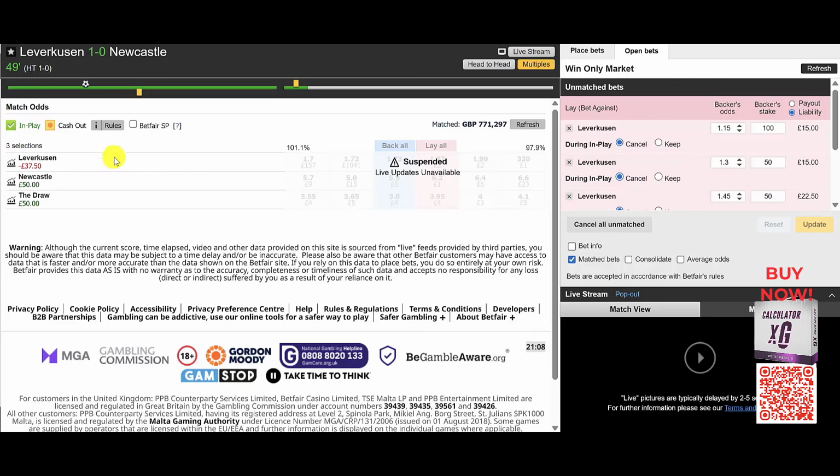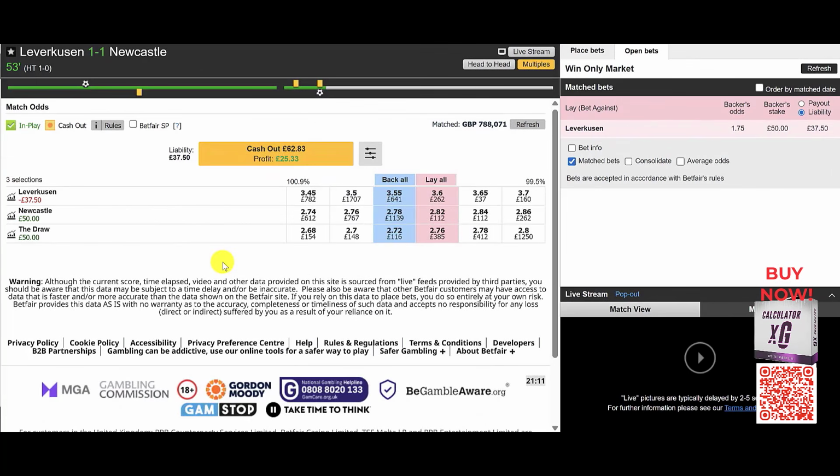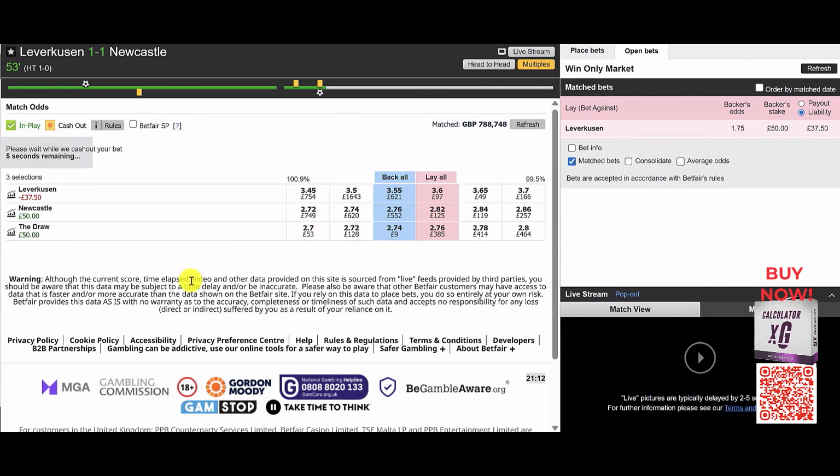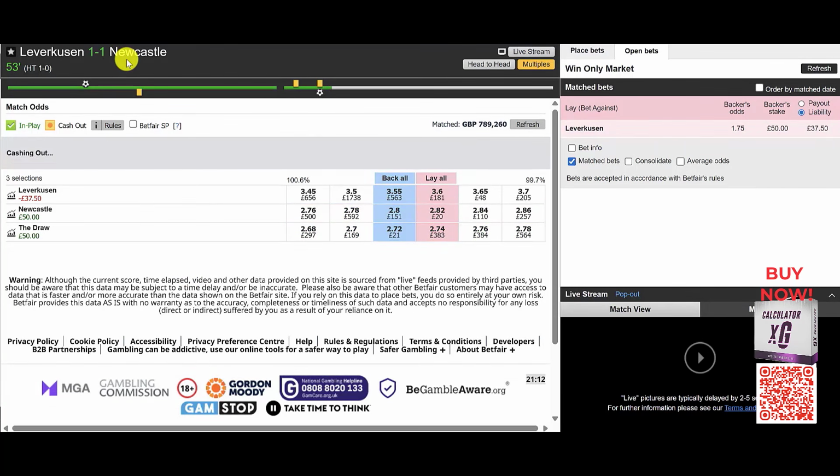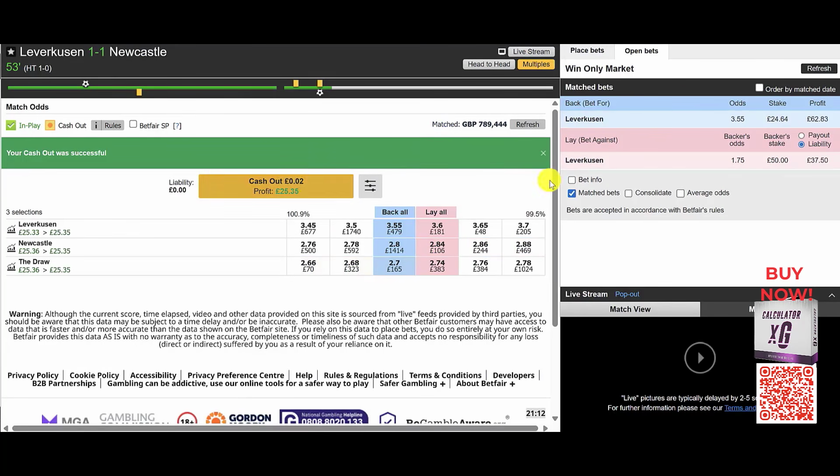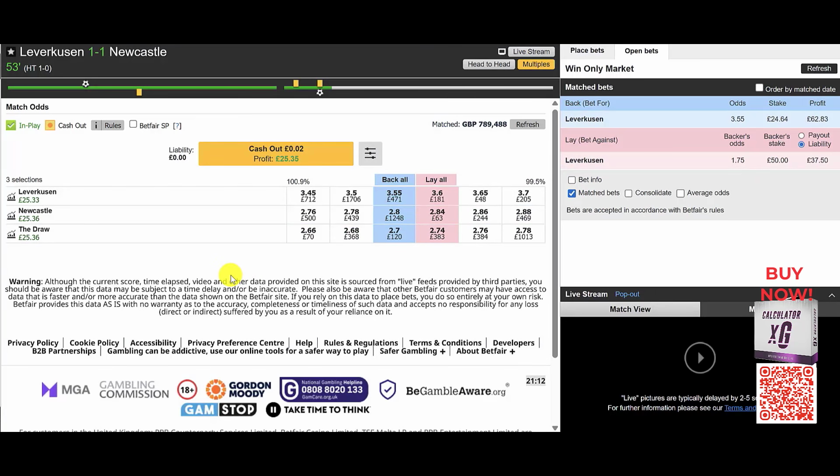Not sure what's happening with the penalty, but it's 49 minutes. It's Leverkusen 1, Newcastle 0. Well, that worked out pretty quickly, didn't it? It was actually a penalty to Newcastle. Newcastle have scored the penalty, so we are now level. Leverkusen 1, Newcastle 1, just as was forecast. It's just a pity in this instance that the equaliser arrived so quick. We didn't get any of our lower lay orders matched at all.